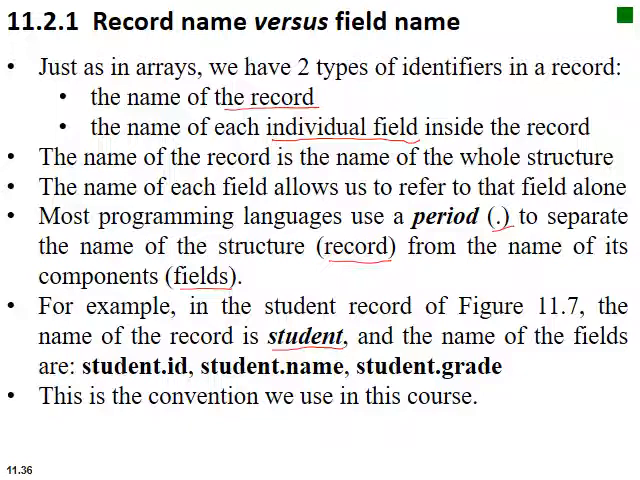And the name of the fields. To access the ID field, we usually use the name of the record structure, student, followed by a dot, and then followed by the name of the field. So student.id means we are now referring only to the ID field in the student record. Similarly, student.name is used to access the name field, and student.grade is used to access the grade field. Okay, so this is the convention that we're going to use in this course as well.